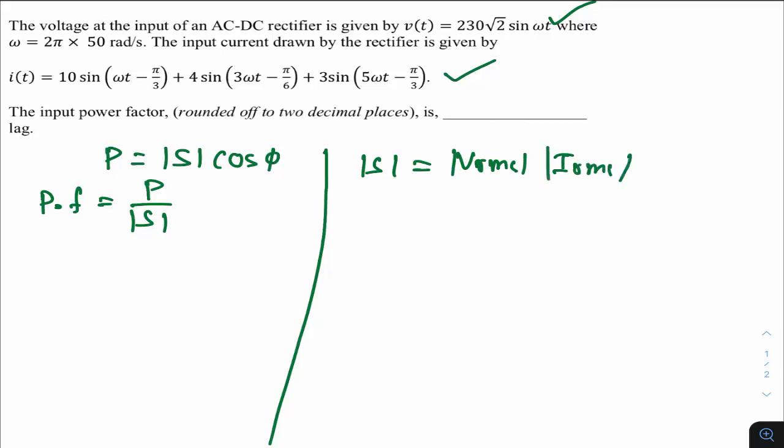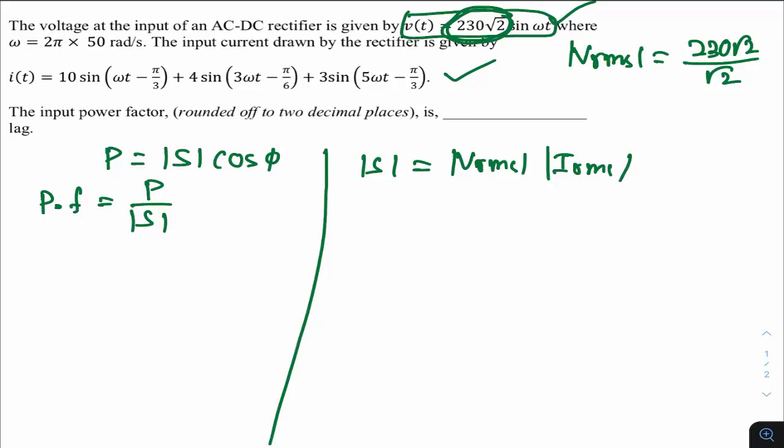If I ask you what is V RMS, this is v(t) in the time domain form, and this amplitude is the peak. So V RMS magnitude is given by 230 root 2 divided by root 2, because if you know the peak amplitude in a sinusoidal case, to get its RMS you have to divide by root 2. So root 2 cancels, and this happens to be 230. So in place of V RMS, I am writing 230 into I RMS.